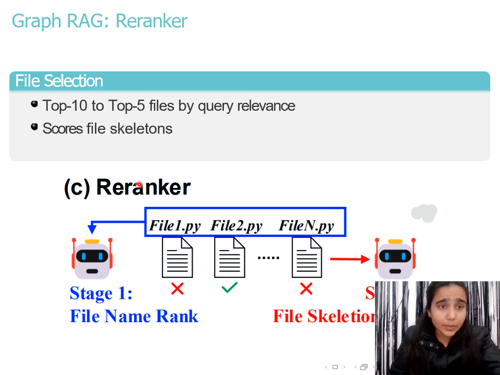From the retriever subgraph, the re-ranker scores the top 10 to top 5 files by query relevance, and it uses file skeletons for that. So basically it does file ranking, filtering references from targets.